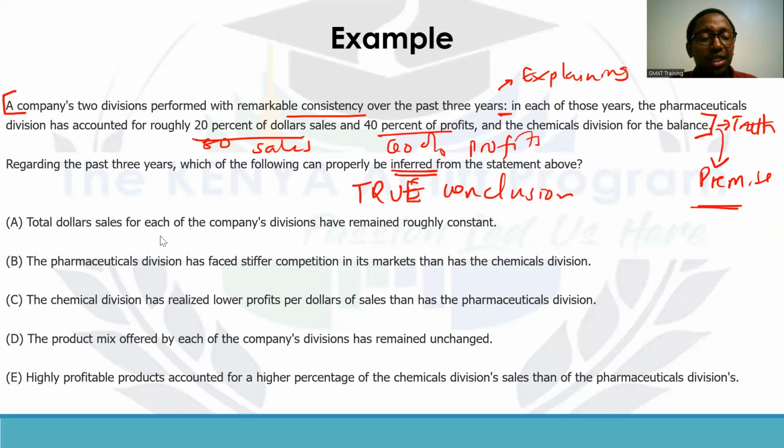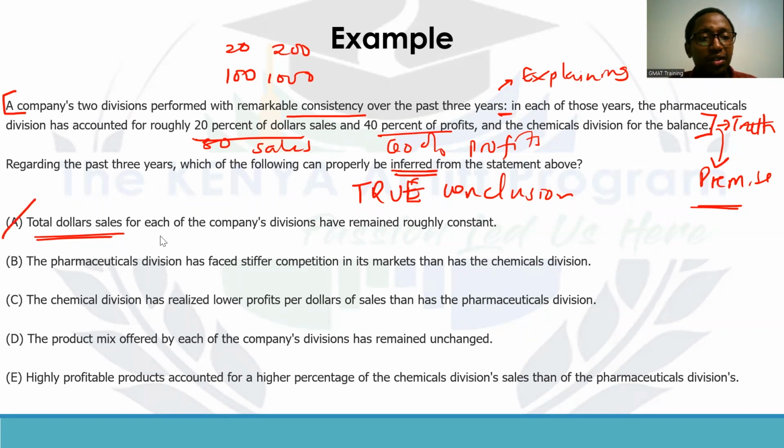So if you say total dollar sales for each of the company's divisions have remained roughly constant, you cannot really infer that because we do not know the total sales, and the totals don't have to be constant so that the ratios can be constant. You can have total sales as, say, 100, and the pharmaceutical division to have 20, and then the next year it can be 1,000 and the pharmaceutical division has 200. So numbers versus percentages don't really go hand in hand.